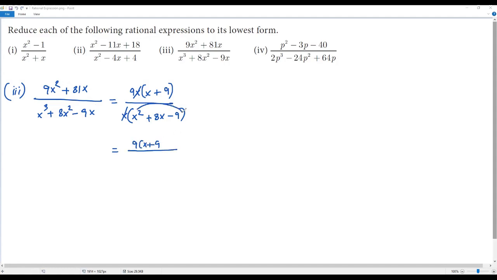And here we have a quadratic expression. It can be factored out. So the same thing what we have done in question number 2. That is, we have to multiply the constant term by the coefficient of x square, that is 1. 1 times negative 9 is negative 9. Now we have to get two factors of negative 9 so that the product equals negative 9 and the sum equals the coefficient of x, that is positive 8.